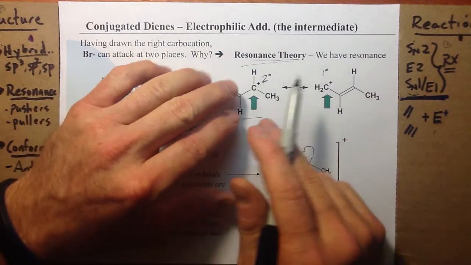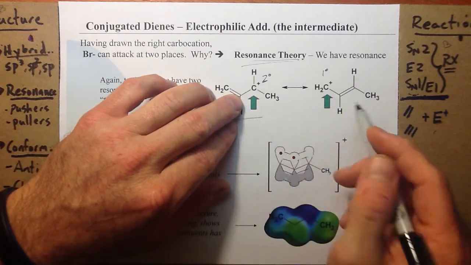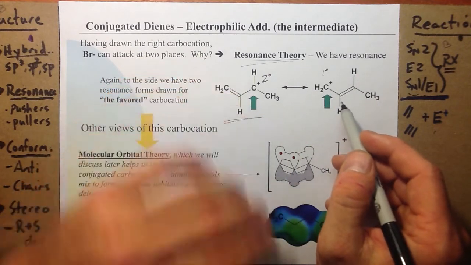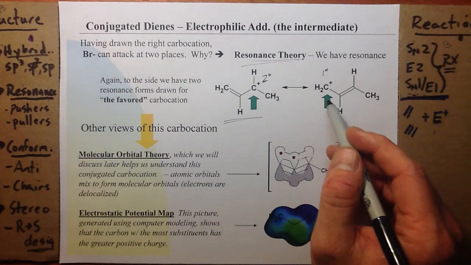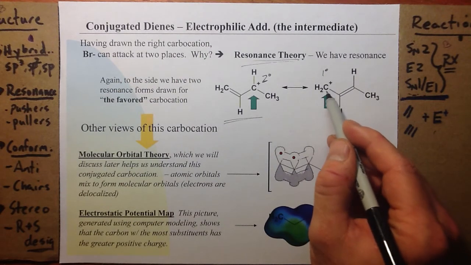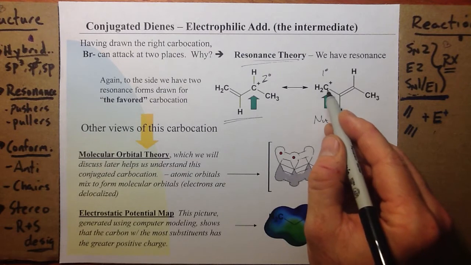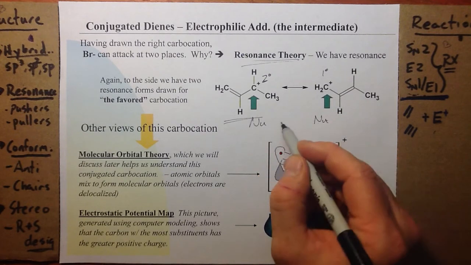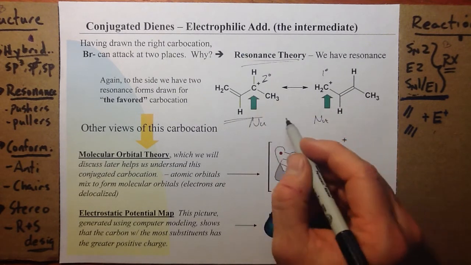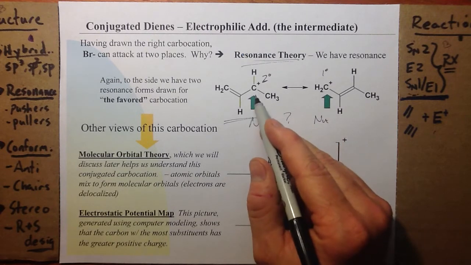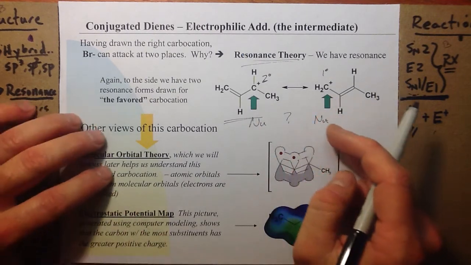Well, there will be some cases where this is favored, but there's also going to be a case where this one is attacked, or this one as a site for attack is favored. Where the nucleophile goes will sometimes favor this position, and sometimes it'll favor this position. We just need to know when this is favored and when this is favored. So we'll look at that.